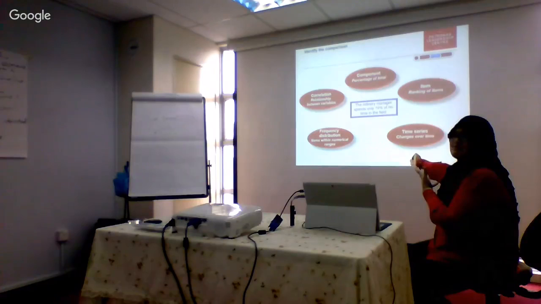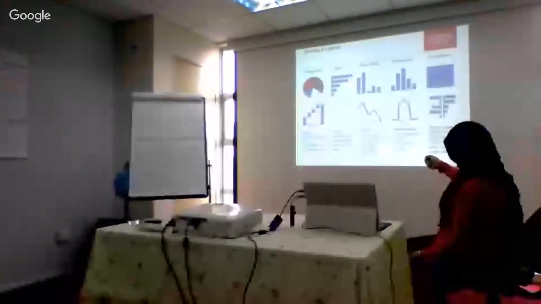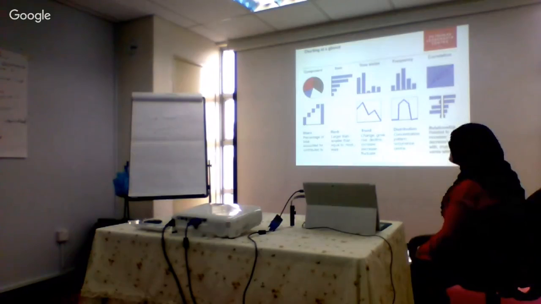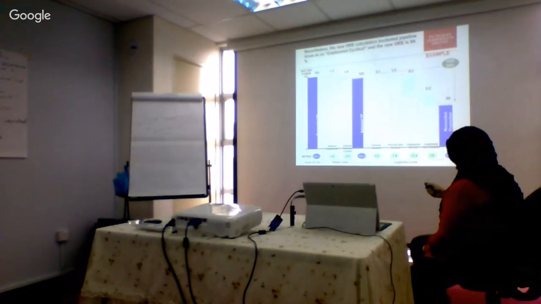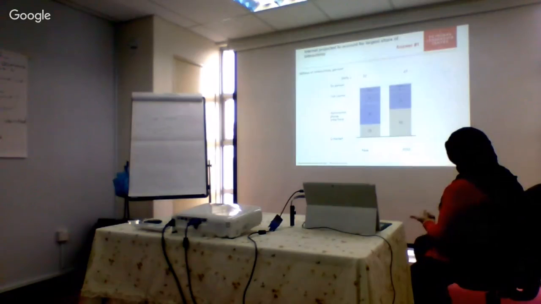Chart type. Choose what type of chart you need: percentage, ranking, trend, distribution, relationship. Social science? Use this one. Get the data. See the key message. And then this is the exercise that you have to do. Example. Look at the key message, and this is the most important.